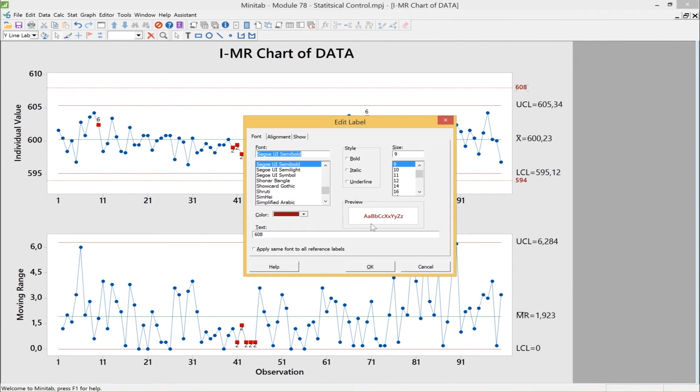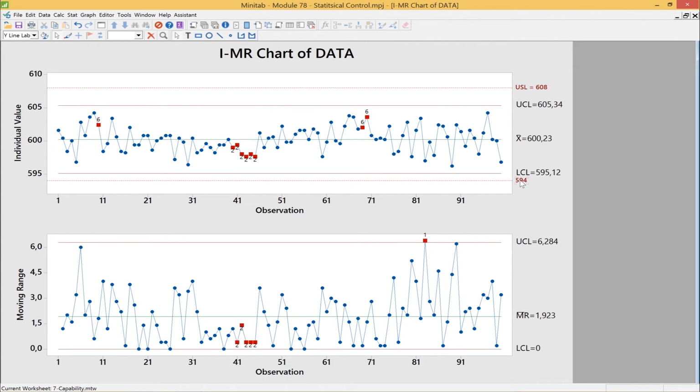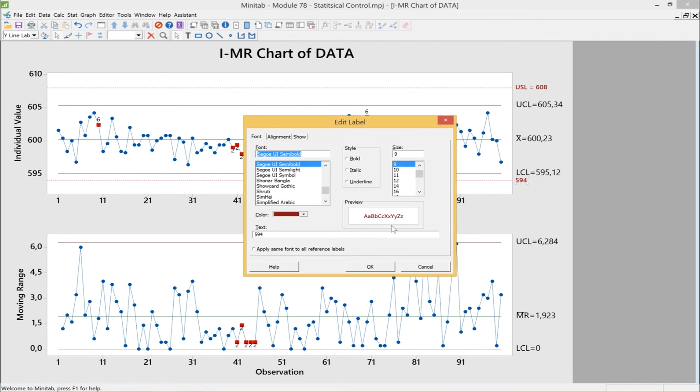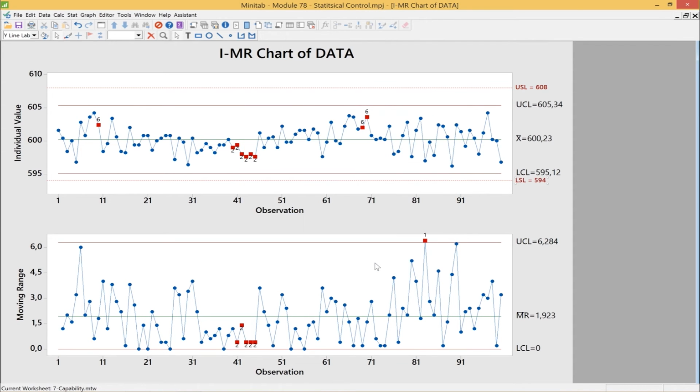So again, for management, I probably want to edit that label. And so I come down here and let's call that USL is equal to 608. So that says upper specification limit. And then edit this label. And that is LSL, or lower specification limit. So now we see we're still making good products on this process, but these improvements in here might actually help to improve the consistency of the product within there.